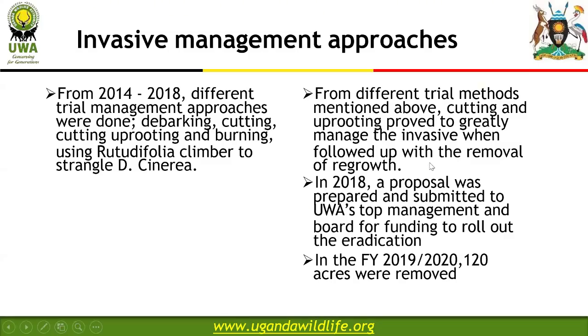Later, we realized that cutting, uprooting, burning, and follow-up after 6 months can, not completely eliminate, but manage the invasive species by about 70 to 80%, because the area can be open and animals can come back and graze. And we realized that for now, you can do a reasonable area and at least achieve habitat restoration at some percentage.